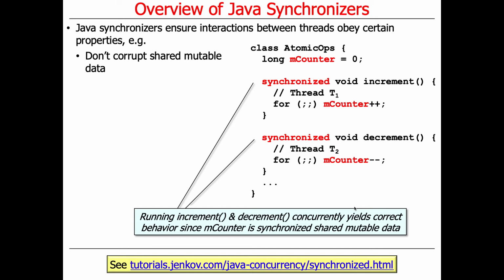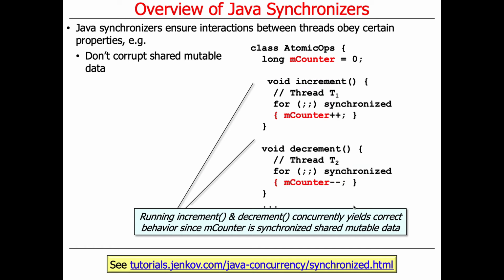Now, this particular approach is somewhat wonky because either this will run first or that will run first. They won't ever overlap, but it will certainly end up with a deterministic result. This will, in fact, make sure that only one thread at a time is either incrementing or decrementing mCounter, and then you'll end up with a sensible result. It won't end up being corrupted. There won't be race conditions.